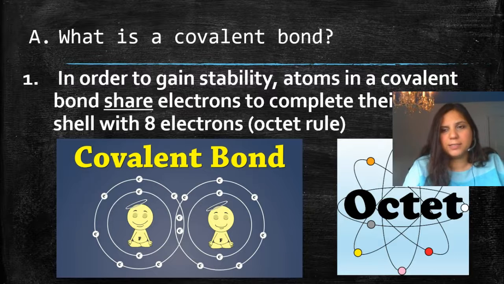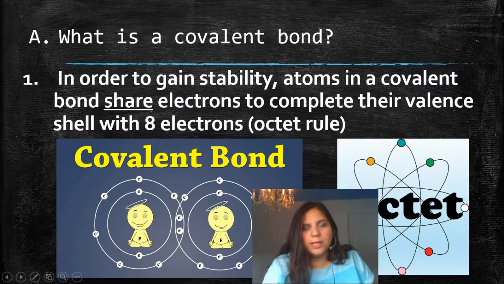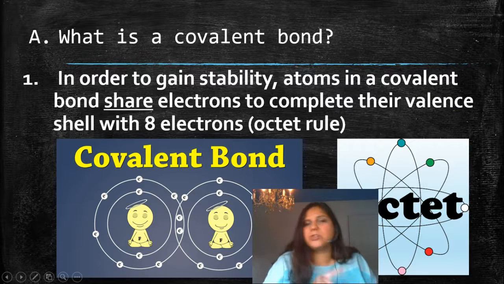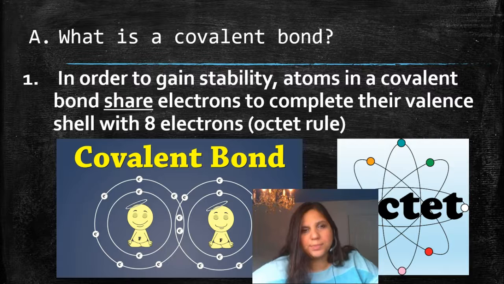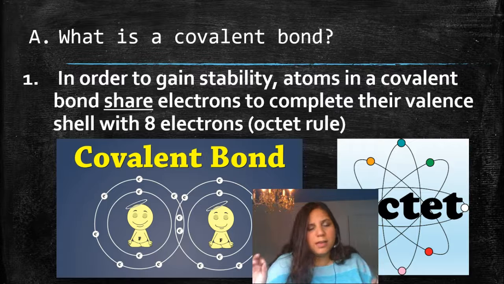First thing, what is a covalent bond? Well, we talked before about atoms either transferring electrons or sharing electrons. In a covalent bond, they share electrons, and they do this to gain stability. In order to gain stability, atoms in a covalent bond share electrons to complete their valence shell with 8 valence electrons. So each element, each nonmetal, is going to share electrons so that they have a complete octet. We call this the octet rule.